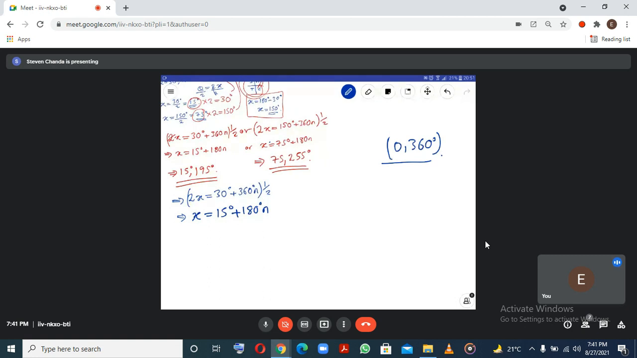So already we've got one angle. The first angle we found is 15 degrees, and that's between 0 and 360. Now, how can we find the second angle? It's when we make n equal to 1. So making n equal to 1, we have 15 degrees plus 180 degrees, which is 195. So our second value is 195.